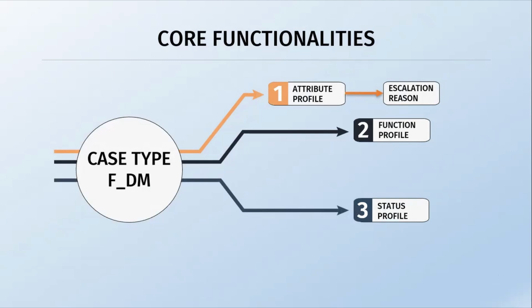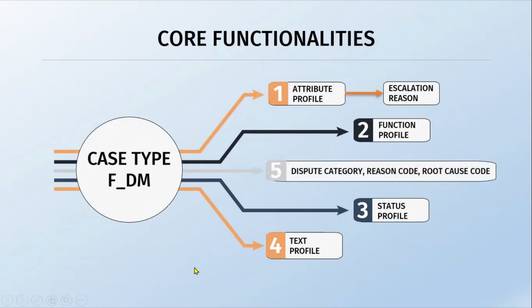Then we have the status profile. As the name suggests, the status profile governs the life cycle of the dispute case. It defines statuses like new, in progress, awaiting response, resolved, closed, avoided, and confirmed. Now we move ahead with the text profile. The text profile manages different types of notes, customer communication, internal notes, and process remarks, ensuring proper documentation.